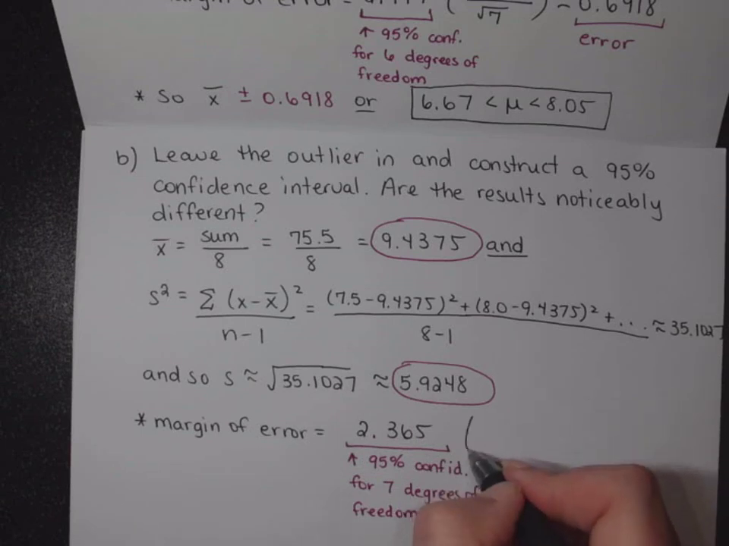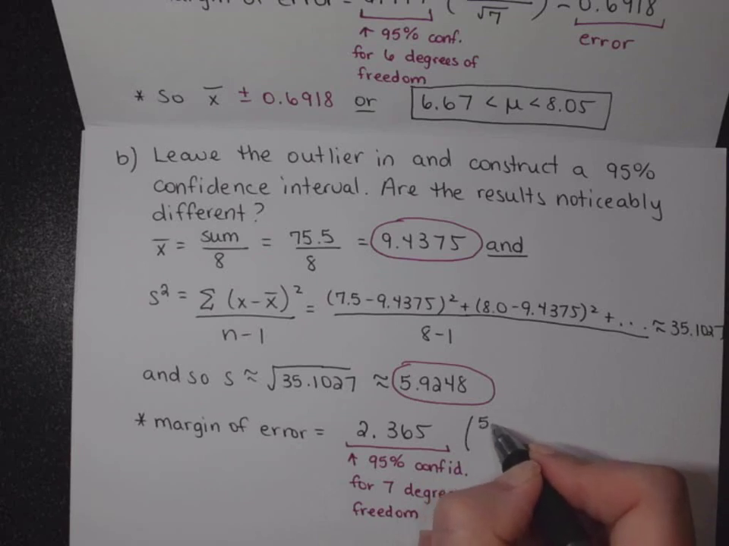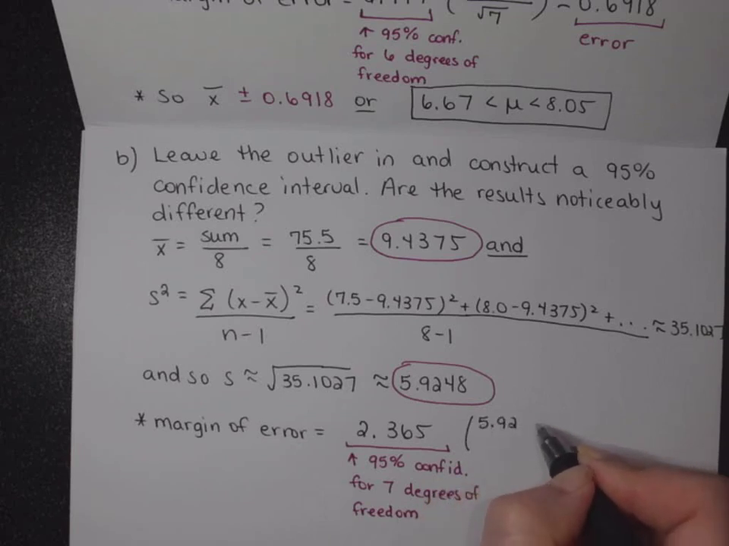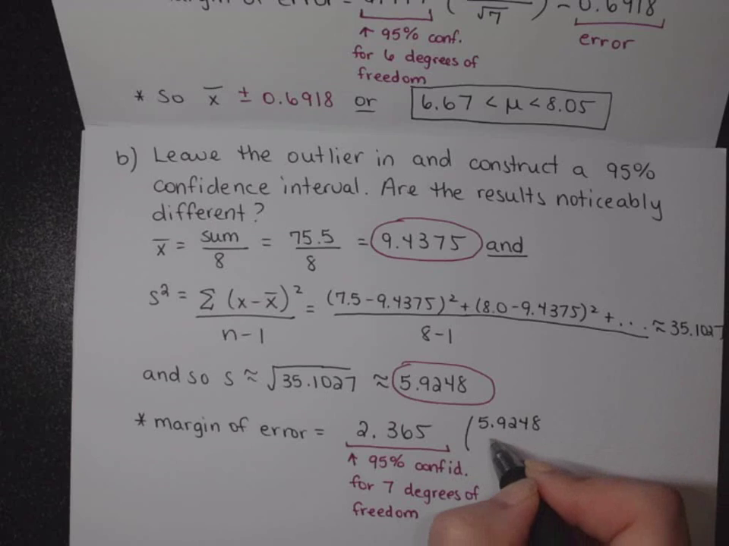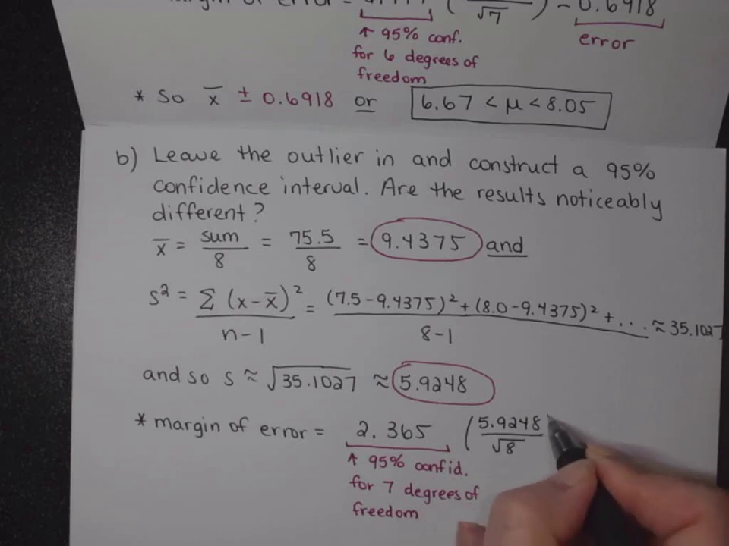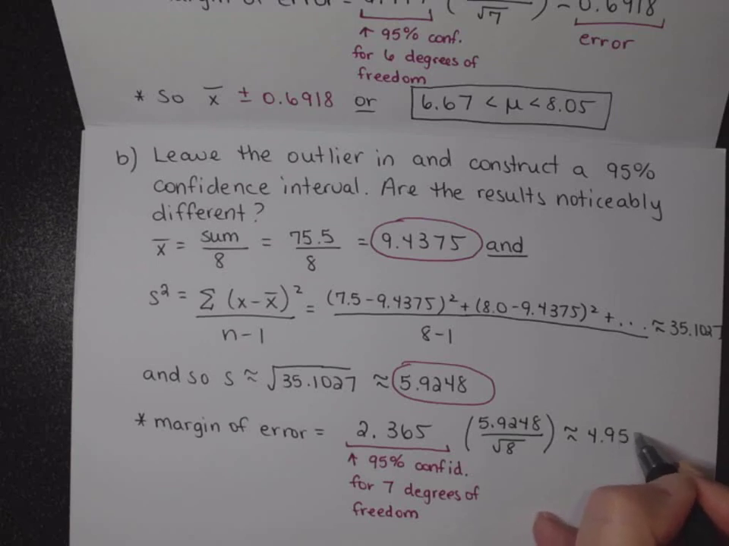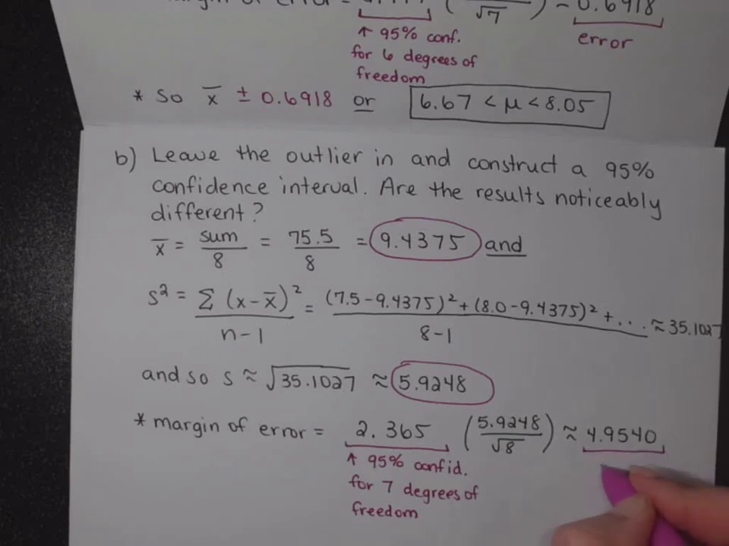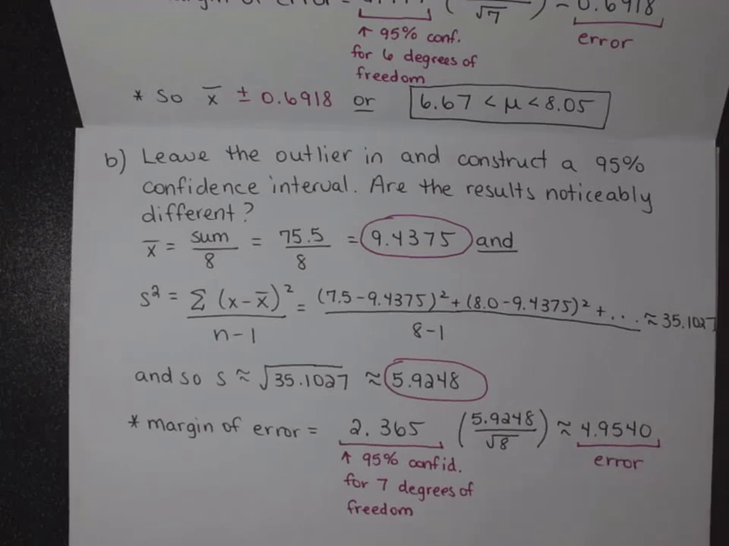But then we're still going to do it times the new standard deviation, which is quite a bit higher, 5.9248 over the square root of 8. So we end up getting an error that is a lot larger. The reason the error is so much larger is because the standard deviation was very spread out because of that 24-hour guy.